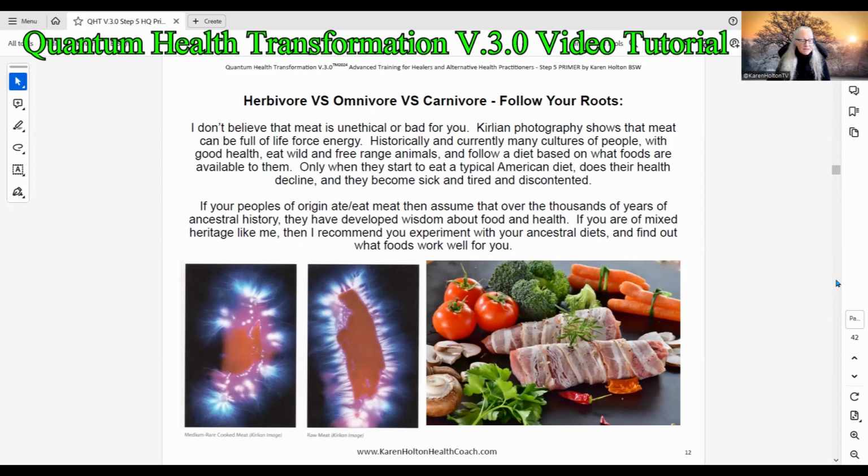If you are of mixed heritage like me, then I recommend you experiment with your ancestral diets and find out what foods work well for you. And I've got an image here of Kirlian photography of both cooked and raw meat showing the life force energy.